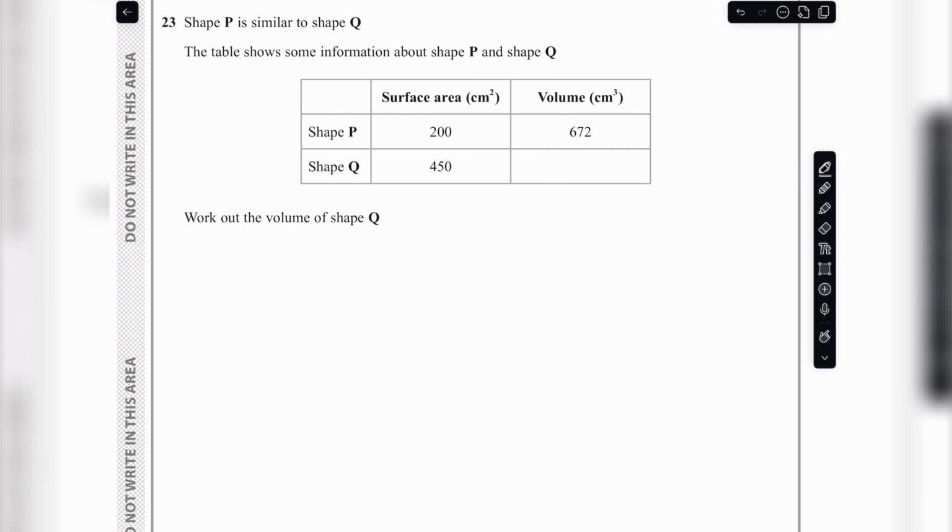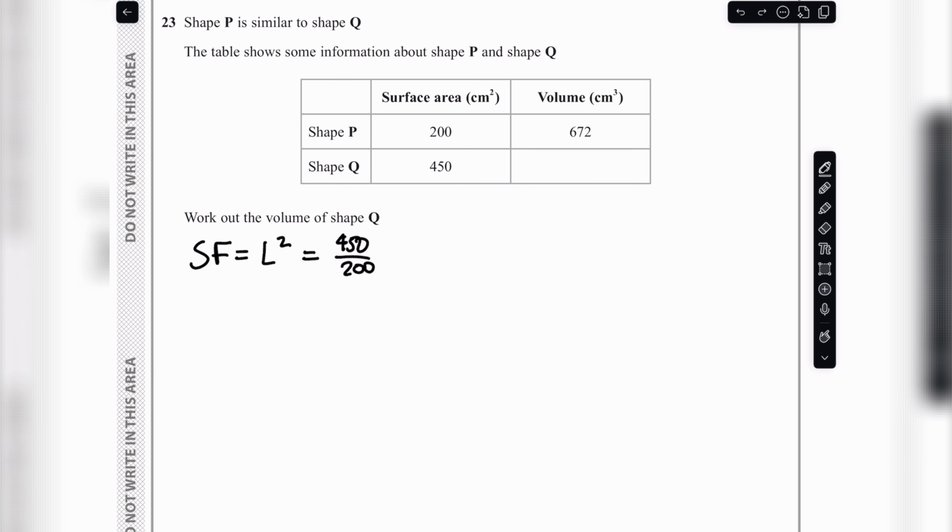In question 23, we are told that shape P is similar to shape Q. The table shows some information about shape P and shape Q. Work out the volume of shape Q. So the scale factor can be written as L squared in relation to the surface area, and we can obtain this value by dividing 450 by 200.